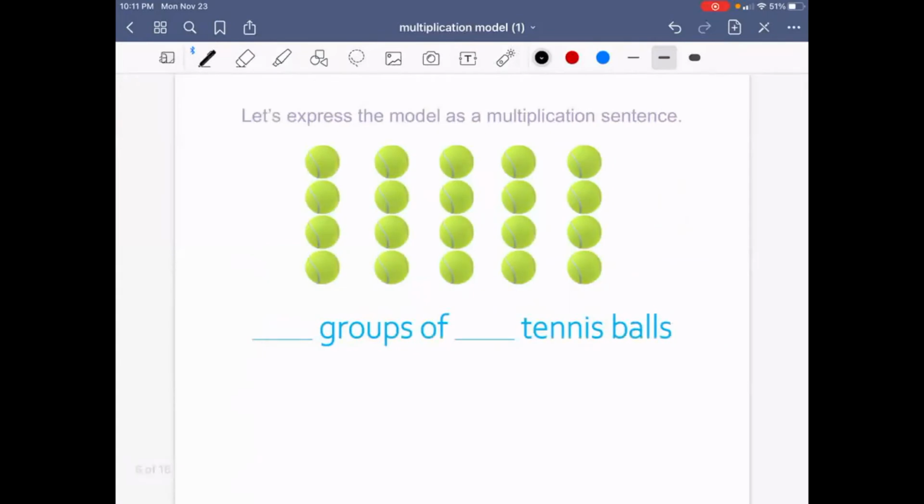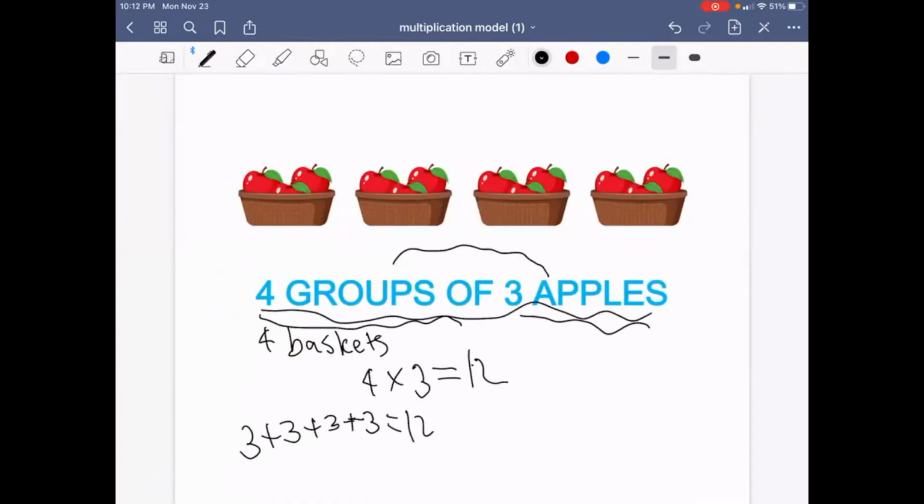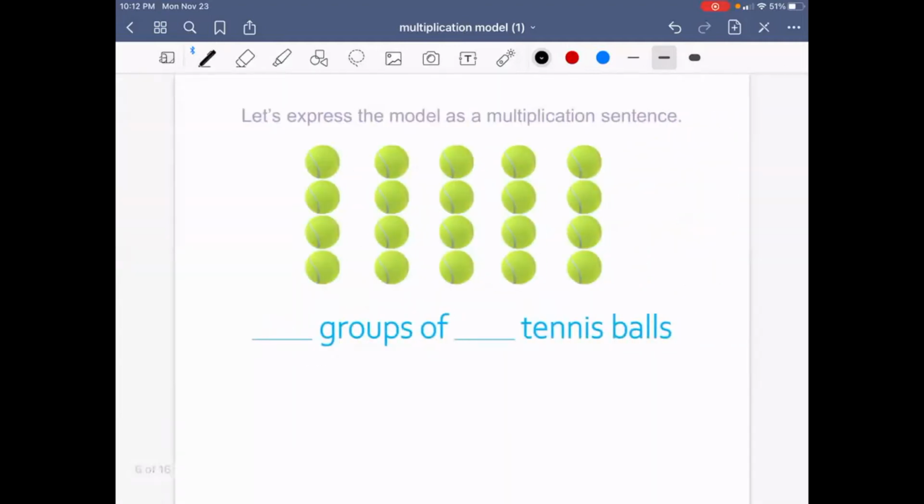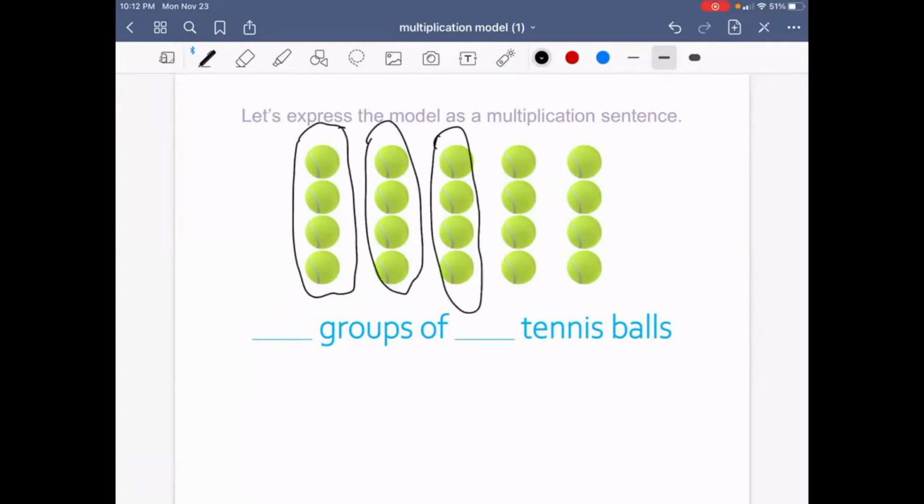Now let's express the model as a multiplication sentence. If you didn't know, what we just did right here is a multiplication sentence, or this one as well. So now let's first sort out our groups. The groups are each of these rows. So we understand them better, let's circle them. So there's 1, right here, this one. Now I'm basically asking, how many circles are there? We can get this by counting. 1, 2, 3, 4, and 5. So there's 5 groups, or 5 circles.